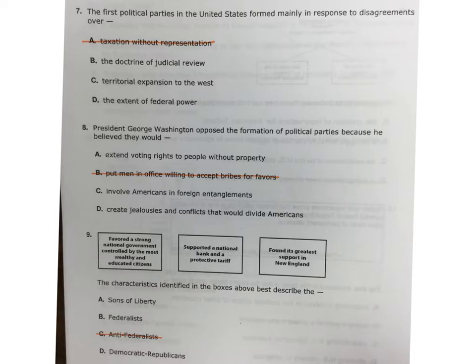You're doing awesome. Number 7, the first political parties in the United States formed mainly in response to disagreements over B, the doctrine of judicial review, C, territorial expansion to the west, or D, the extent of federal power? Okay, stop and think.